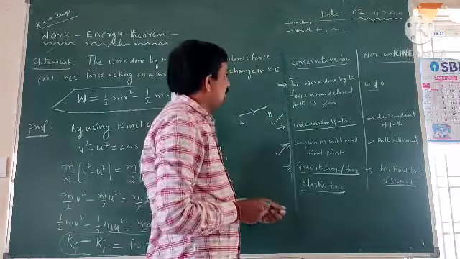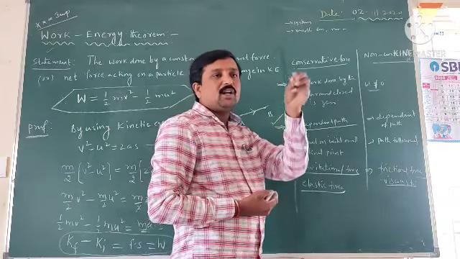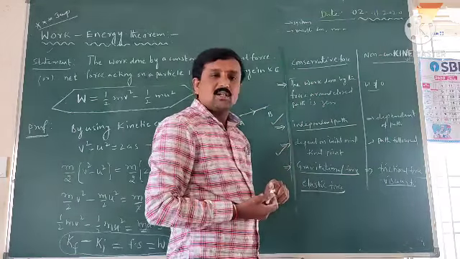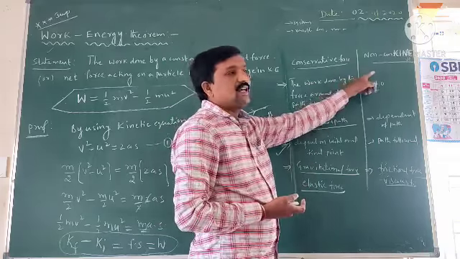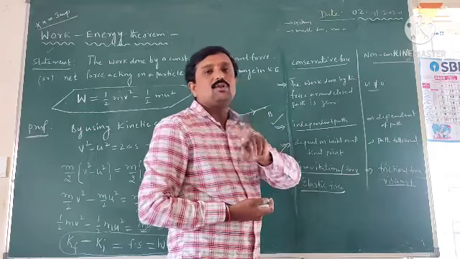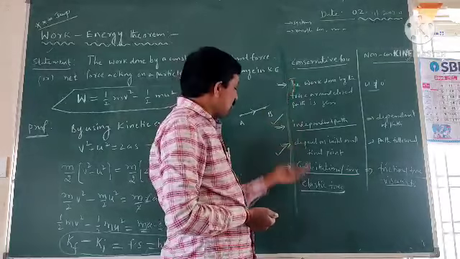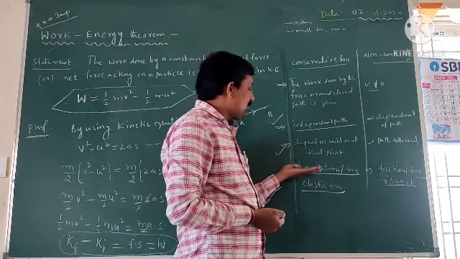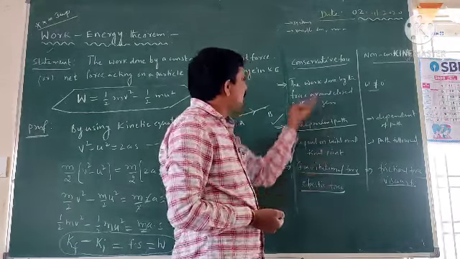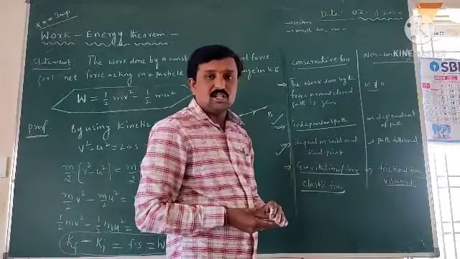particle. So, what are conservative forces? Forces acting on a particle for which the work done in a closed path is equal to 0 are called conservative forces. Forces acting on a particle in a closed path for which the work done is not equal to 0 are called non-conservative forces. Examples: gravitational forces, elastic forces and electrostatic forces are conservative forces, and frictional forces and viscous forces are non-conservative forces.